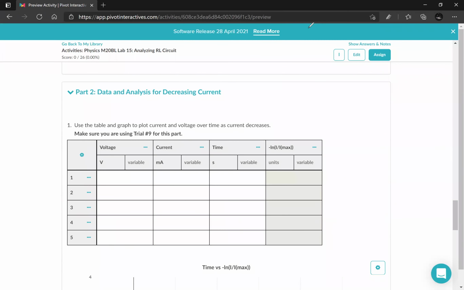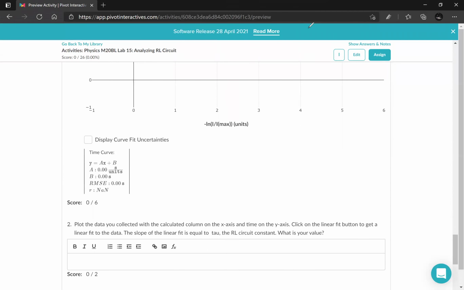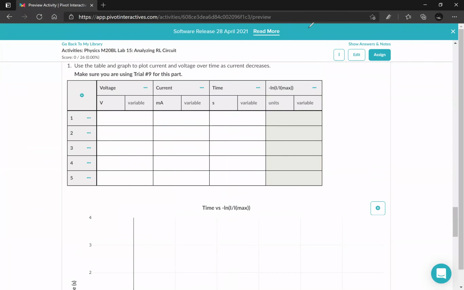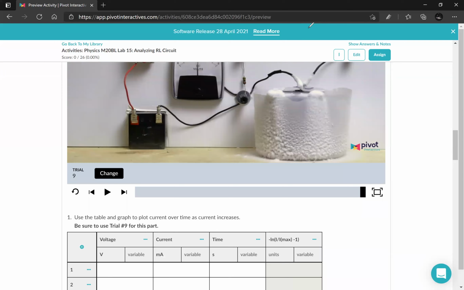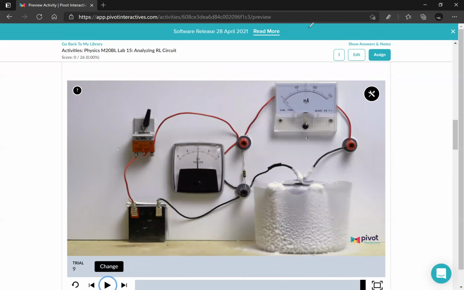So then we have the same thing here. This is for the decreasing current. Again, you have voltage, current, times, and negative ln of I over I max, because this is decreasing. Again, you're going to use this to find the tau, and use the tau to find the external resistance value.